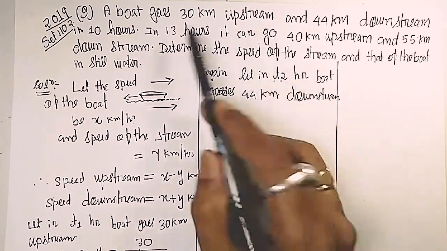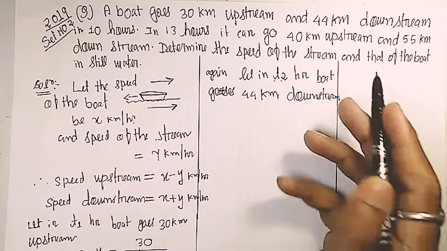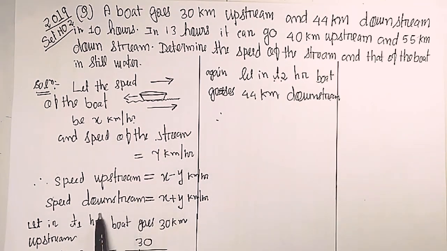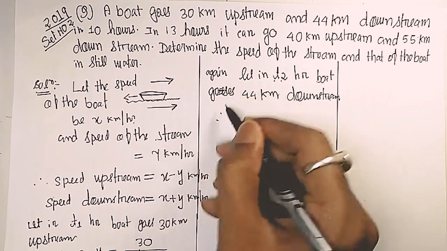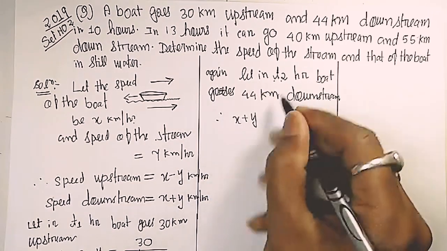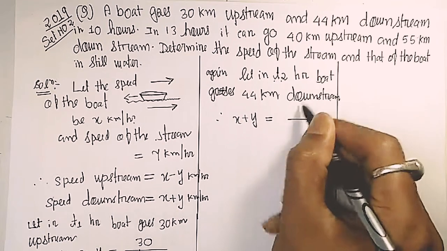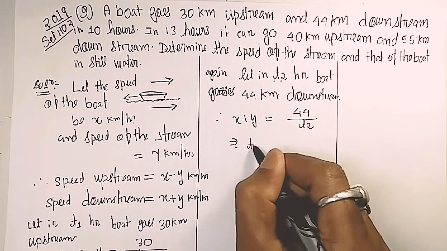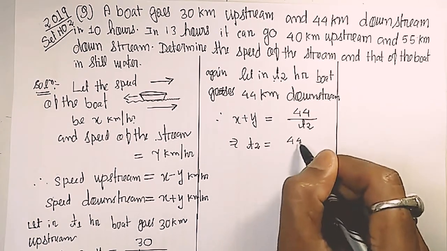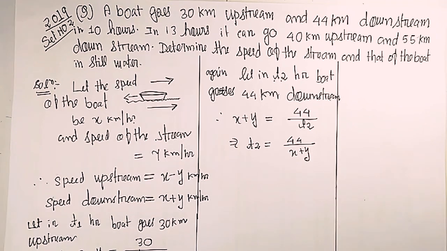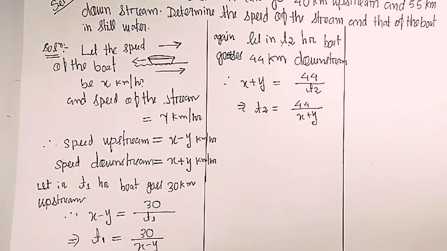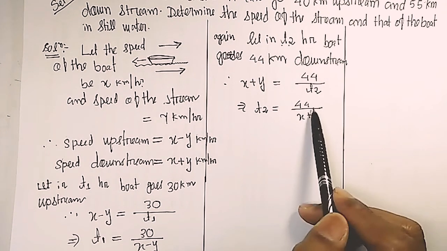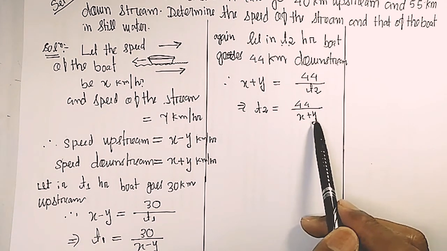Suppose in T2 hours the boat goes 44 kilometers downstream. So we know the speed downstream is x plus y. Therefore, x plus y, since moving downstream, equals the distance traveled, 44 kilometers, divided by the time taken. So from here, T2 equals 44 divided by x plus y. And T1 is 30 divided by x minus y. T2 equals 44 divided by x plus y.